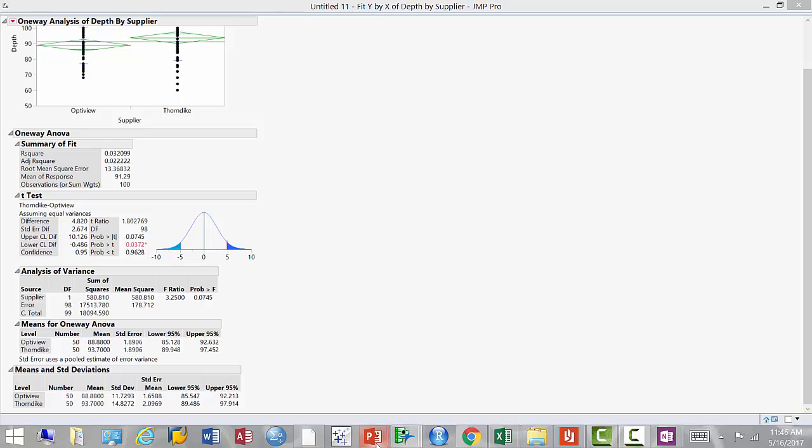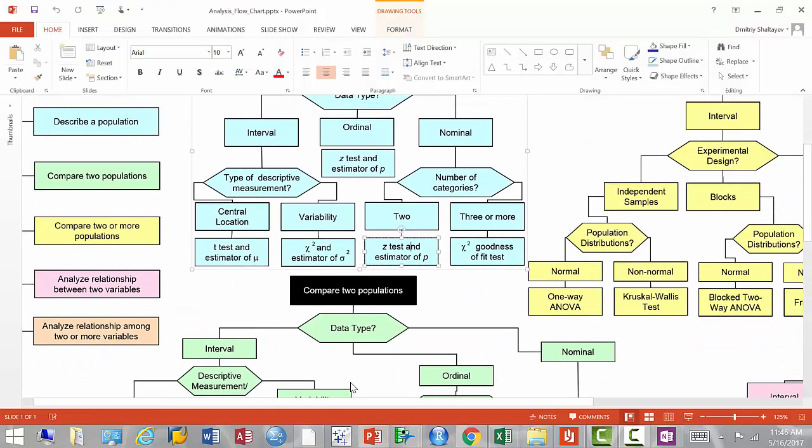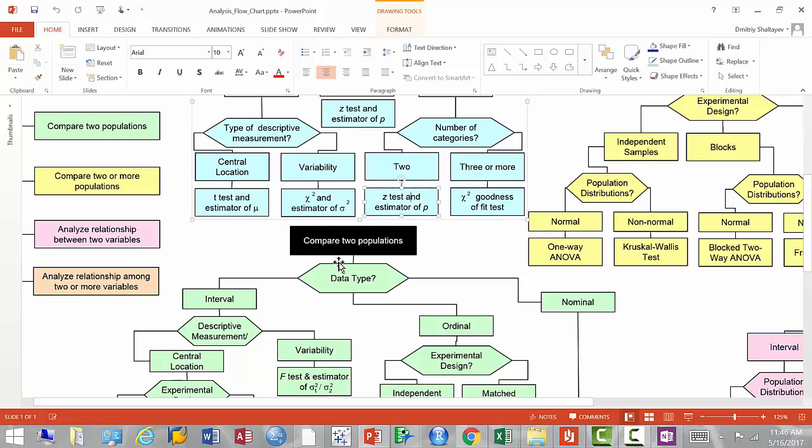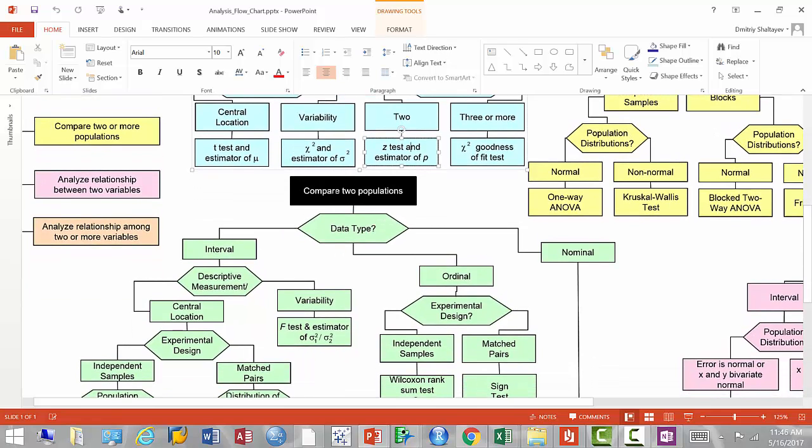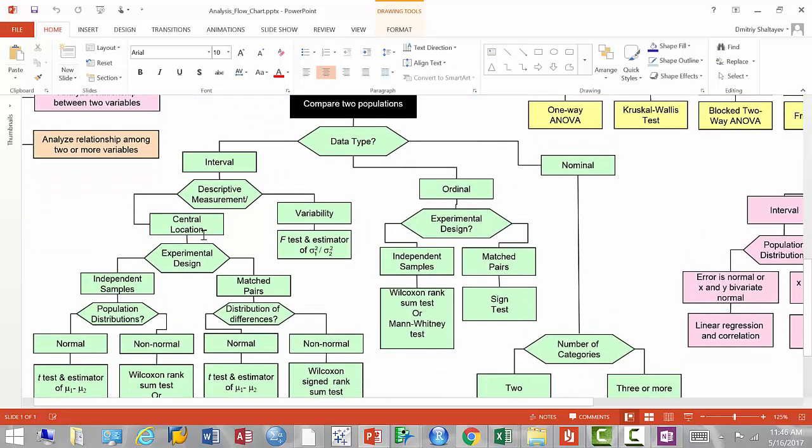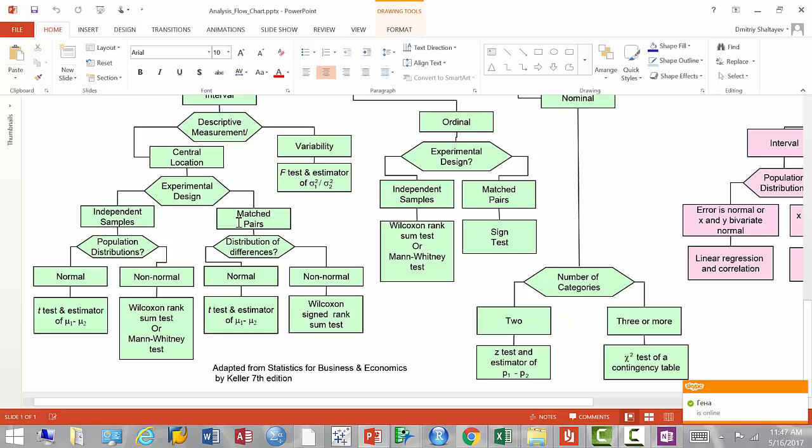How do you formally approach this problem? You get something like this on the homework or the exam, or in real life in the future. You start right here: compare two populations. You say data type, obviously interval. And you ask, what am I doing? I'm comparing averages, or at least that's the plan. So I'm dealing with central location. After that, independent samples or matched pairs. Goggles, 50 from manufacturer 1, 50 from manufacturer 2, have nothing to do with each other, completely random samples, so probably independent.